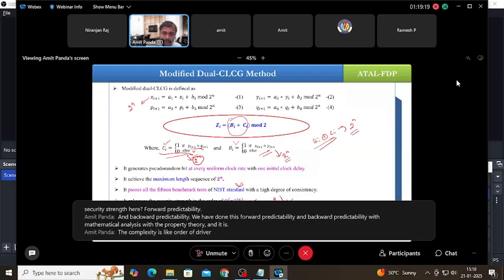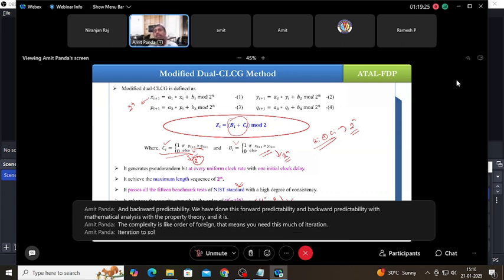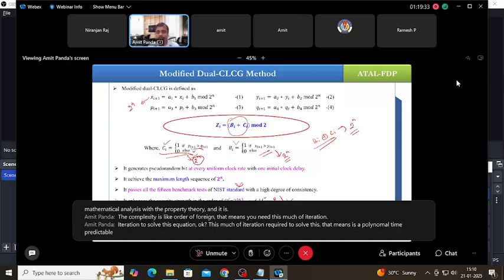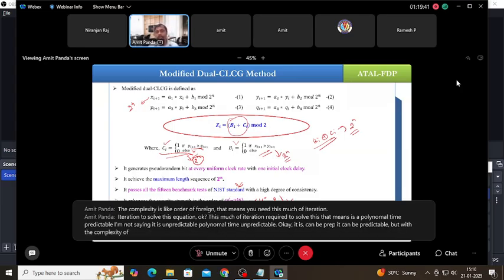That means you need this much iteration to solve this equation. That means it is polynomial time unpredictable. I'm not saying it is unpredictable. It can be predictable, but with a complexity of n into 2 to the 4n. So the complexity is increasing here.